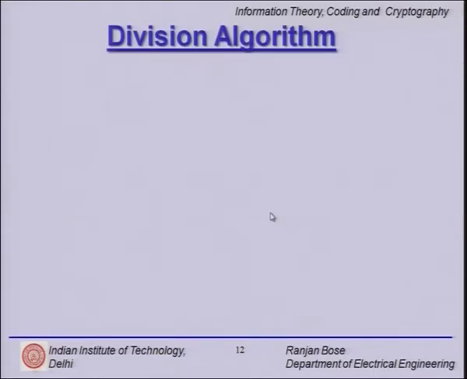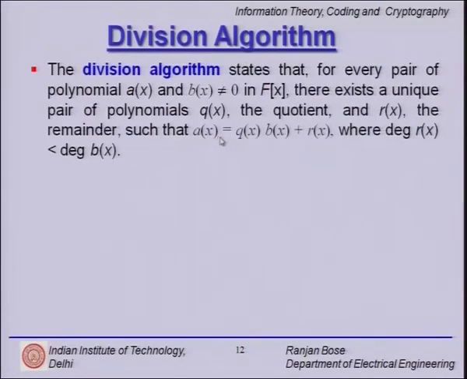Now, let us look at the remaining part, which is the division algorithm. What does it say? It states that for every pair of polynomials a(x) and b(x) contained in F(x), what is this capital F(x)? It is nothing but a collection, a set of polynomials. We have already seen that we can add, subtract and multiply. Now, the question is, can we divide? Clearly, division by 0 is not acceptable, so I have b(x) not equal to 0.